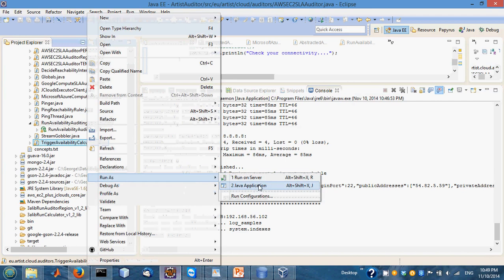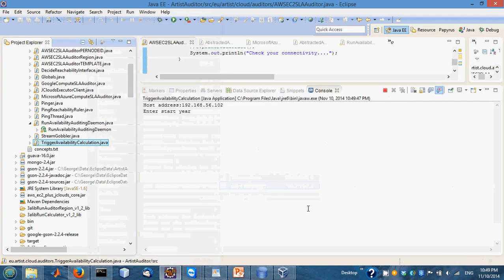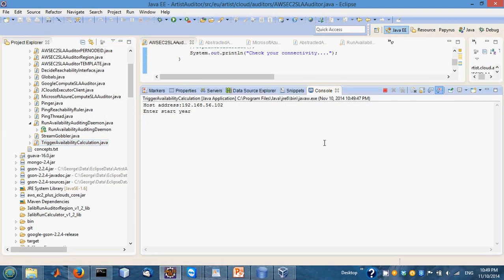So now if we run the trigger availability calculation functionality, you see, it has the address of the database where the samples are included. It needs also the input of the time interval. Let's use November, and the 10th of November. And for stop year, 11th day.